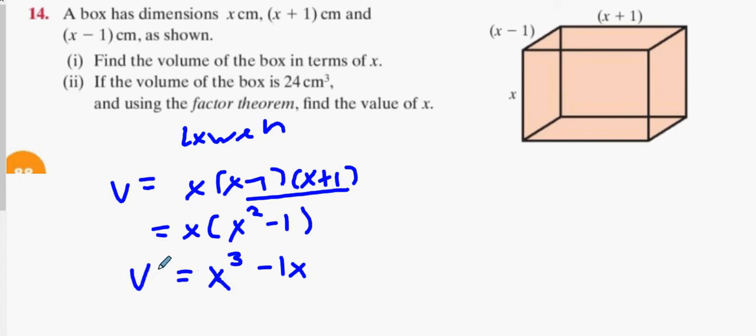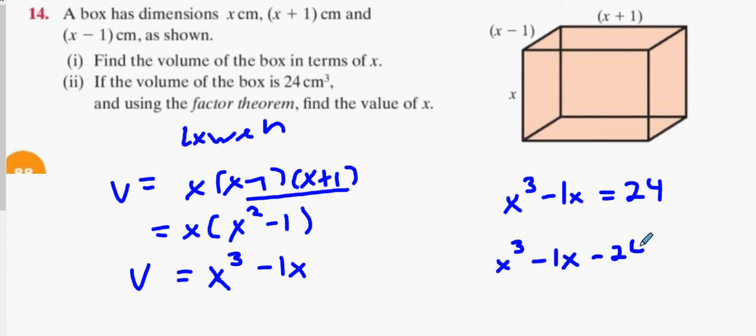Right. The volume of the box is 24. This implies that x cubed minus 1x equals 24. This implies x cubed minus 1x minus 24 equals 0. If the volume of the box is 24, using the factor theorem, find the values of x. Okay. Everybody familiar with the trial and error approach? What would I have to do?